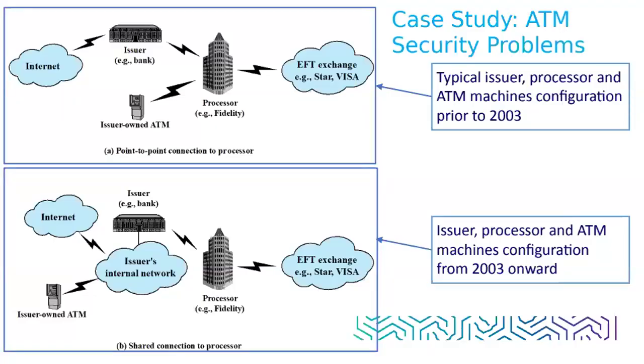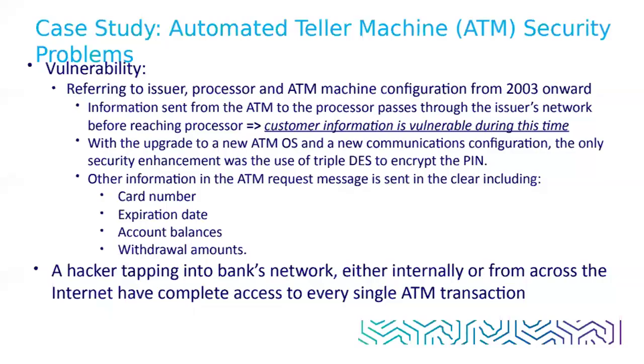And the third participant is the processor. The processor is a company that provides the technical services for the ATM transactions. So overall, an ATM transaction involves three key participants: the cardholder, the issuer, and the processor. While cryptography plays an important role in protecting ATM transactions, the true security depends on the combined strength of authentication, secure communication, system design, operational controls, and responsible user behavior.